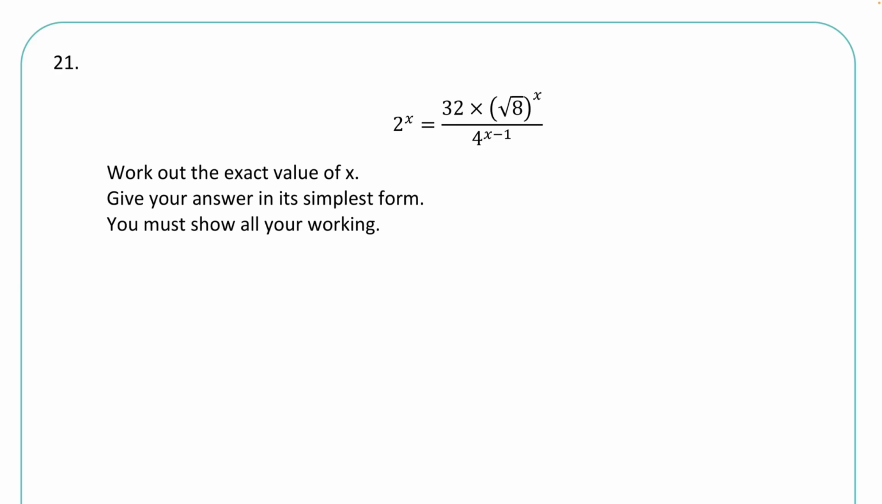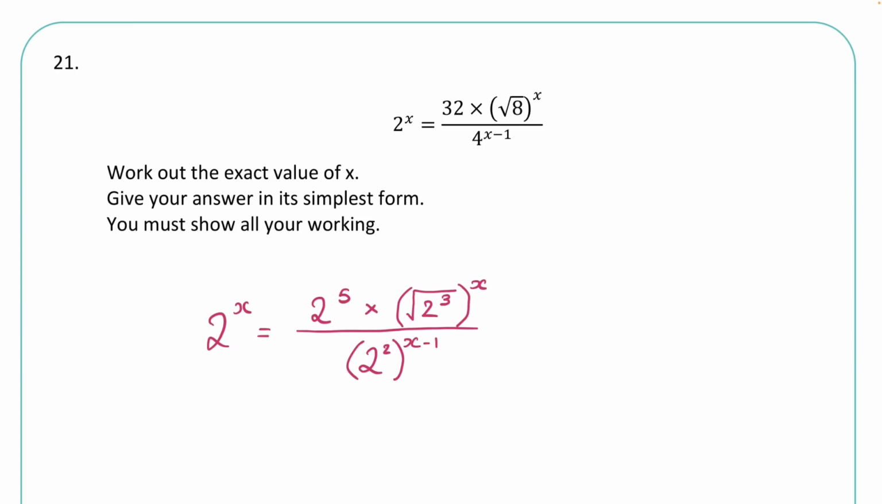Now spotting that is probably quite an important part of this topic, but we're going to rewrite all these numbers as powers of 2. So if we go about doing that, we have 2 to the power of x is equal to, on the top there, we have 32. 32 is 2 to the power of 5, multiplied by, in the bracket, we have the square root of 2 cubed, and that's all to the power of x. And that's all over 4, which is 2 squared. I do have to introduce a bracket here, because the 2 squared is to the power of x minus 1.